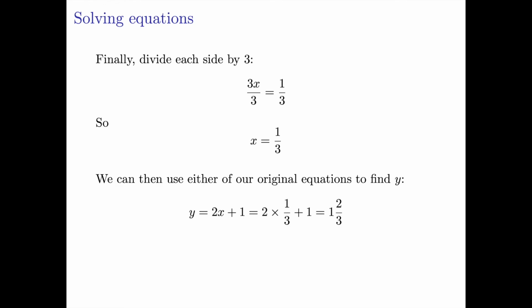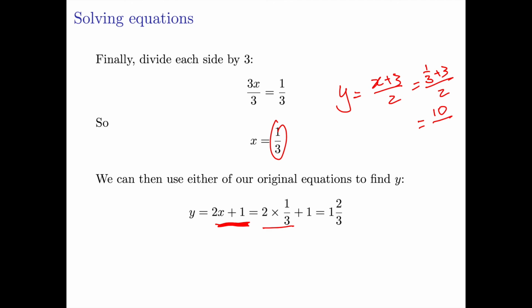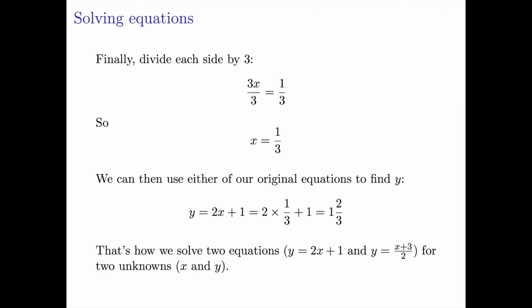So now if we want to find y, we just use either of the original equations. Either we can use y equals 2x plus 1, so x we know is a third, so it's 2 times 1/3 plus 1, so it's 1 2/3. Or we could have used y equals (x plus 3) over 2, since x is a third, so it would be (10/3) divided by 2, which is 10 over 6, which is 5 over 3, which is 1 2/3. So that's how you solve two equations.